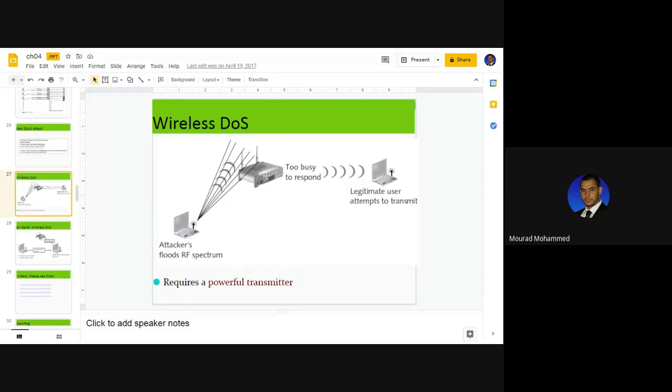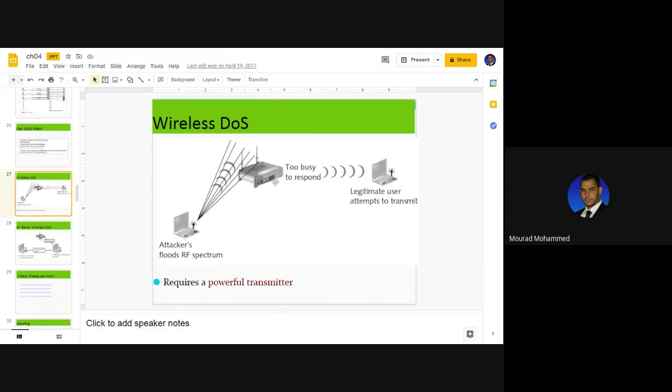You have a router at home, and you are trying to get onto the internet using your mobile or your laptop. No connection. Try again, no connection. You restart your computer or your mobile, and still no connection. Usually there is a signal, but you cannot connect. Why? Among the reasons, the wireless DoS has happened on your device.